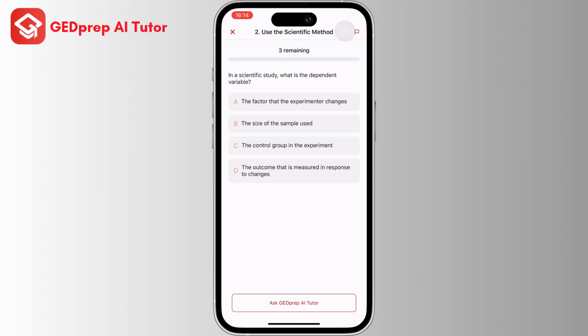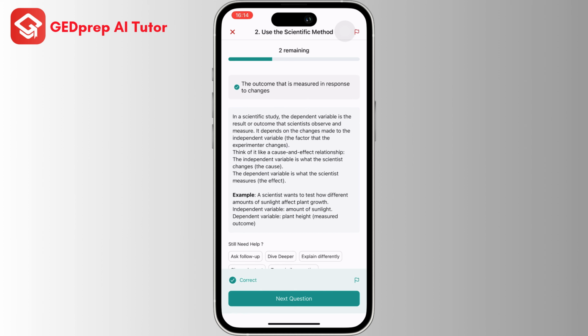The correct answer is the outcome that is measured in response to changes. Explanation. In a scientific study, the dependent variable is the result or outcome that scientists observe and measure. It depends on the changes made to the independent variable, the factor the experimenter changes. Think of it as a cause and effect relationship.